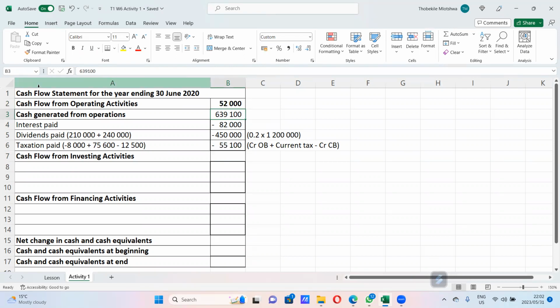Sometimes it may not come in a table. They might just say what is cash flow from operating activities. Then you just open a bracket and you put the cash flow from operations. Then you say minus 82,000, minus 450. You can work it out separately, and then minus 55, and then you get your 52. So just know this concept so that in whatever format it comes, you're able to do it.